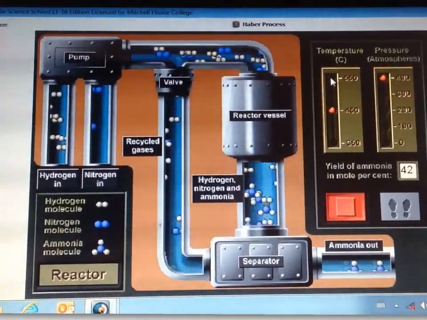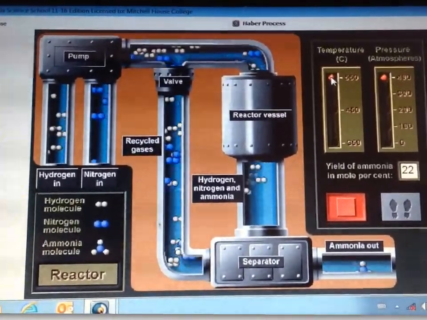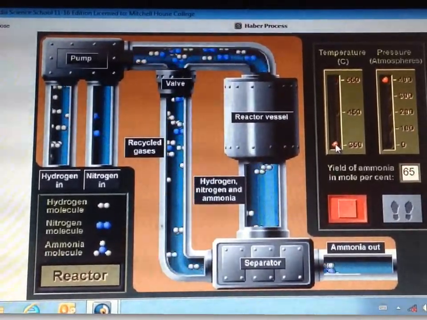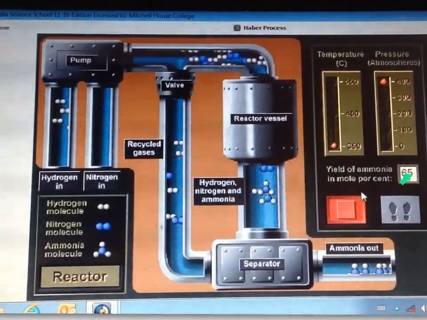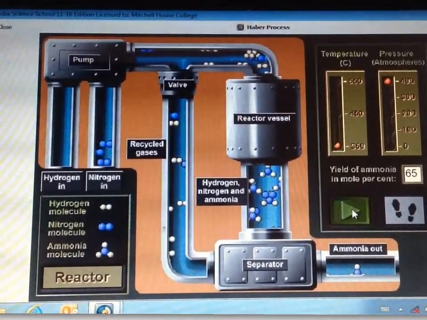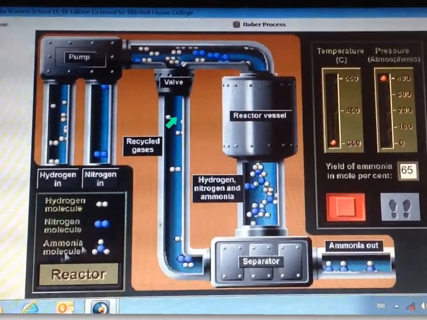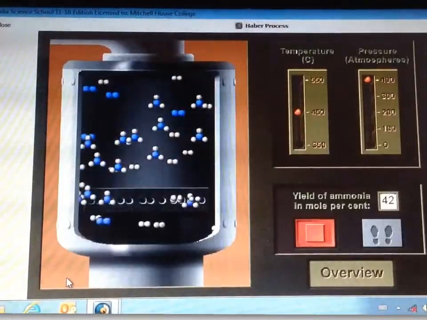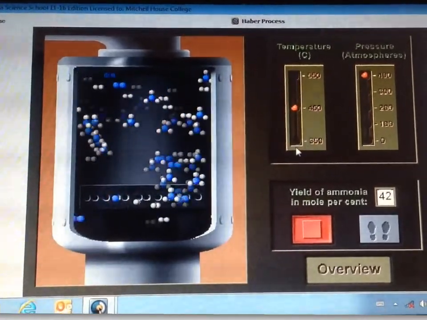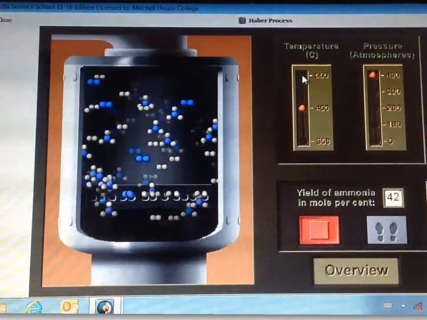You will notice that the percentage yield gets lower and lower as you increase the temperature, and as you increase the pressure, however, the percentage yield gets higher and higher, and you get more ammonia coming out. Whatever isn't used goes back into the system and goes around again. Inside the reactor there is a catalyst, and that helps the reactor to work better.